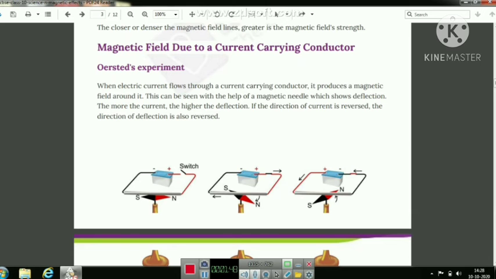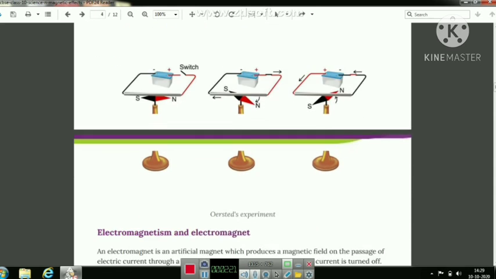When we interchange the positive and negative ends of the battery so that the electric current is reversed in this case, then the direction of the magnetic field is also seen to reverse. Thus, the magnetic field is due to the current carrying conductor. The deflection of the needle of the compass depends on the direction of flow of electric current.